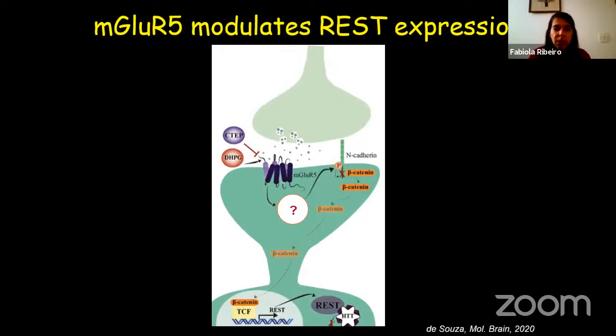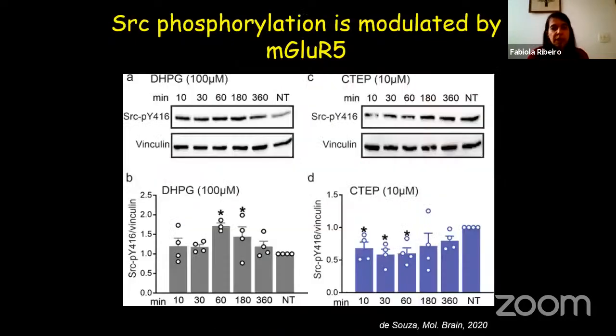But how could mGluR5 modulate or phosphorylate N-cadherin? Well, it is well known that mGluR5 can activate many kinases, and our hypothesis is that mGluR5 could be leading to the phosphorylation or the activation of Src kinase, which would lead to the phosphorylation of N-cadherin. So to test whether Src activation would follow the same time frame as N-cadherin phosphorylation, we stimulated primary neuronal cultures with DHPG, or we blocked mGluR5 with CTEP for various times, and we measured the levels of Src phosphorylation.